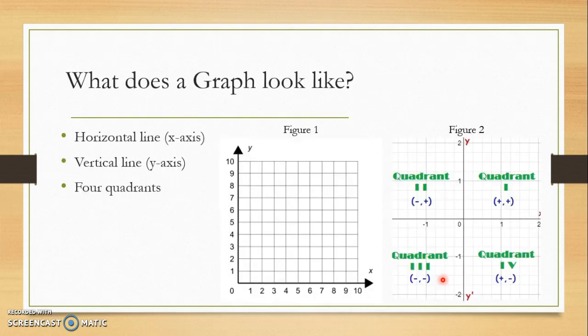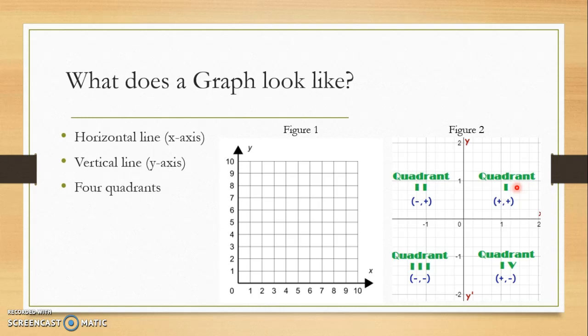Now let's dive a little bit more into graphs. So a graph consists of a horizontal line, known as the x-axis, and a vertical line, known as the y-axis. Most of the time you'll see a graph that looks like the one in figure 1, but you may also come across a graph that looks like the one in figure 2. In figure 1, the graph shows only the positive values of the x and y axes. However, in figure 2, we see a graph that is divided into 4 sections.